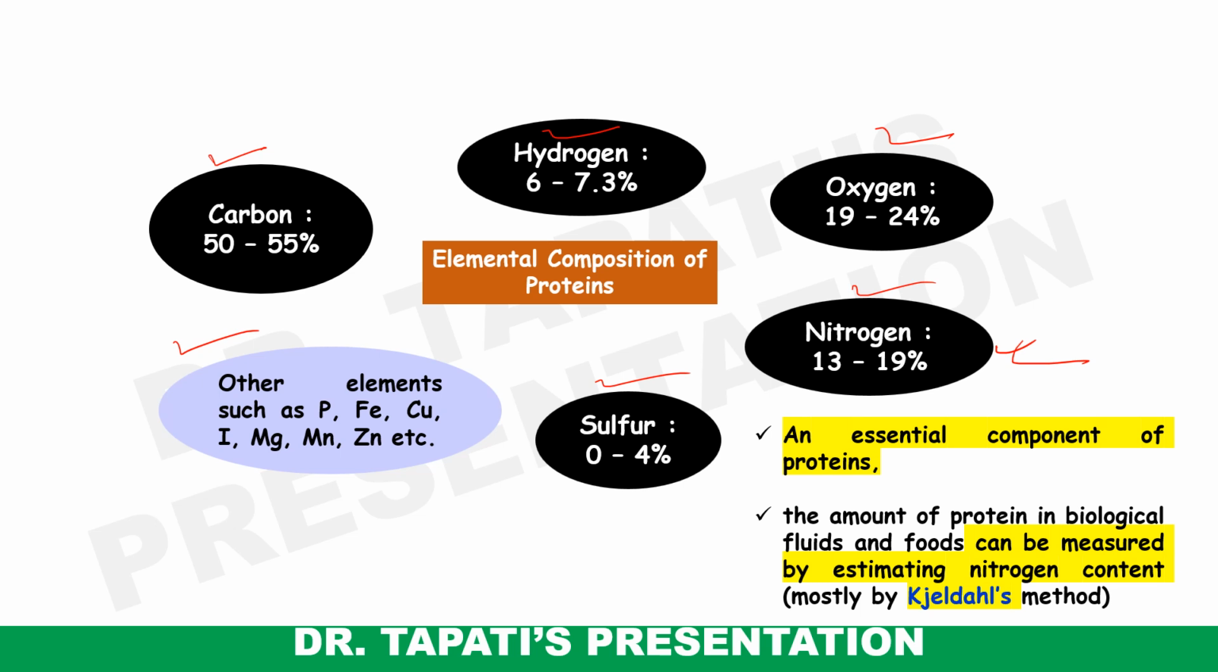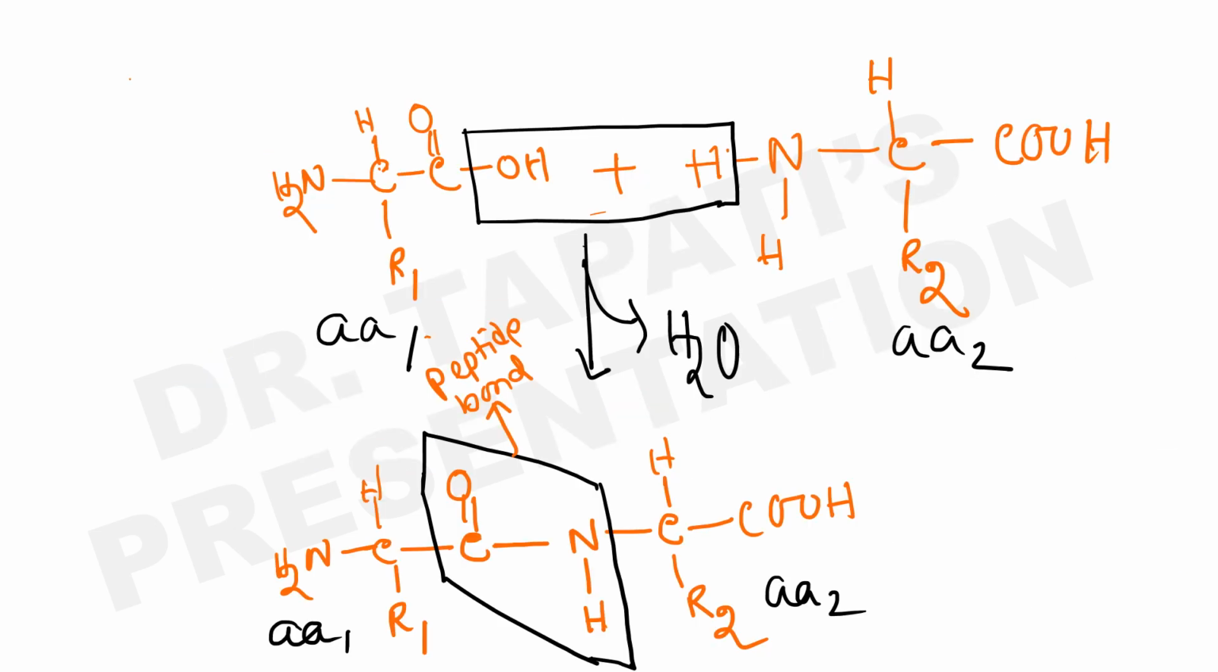Kjeldahl method. Already I told you, in a polypeptide or a protein, amino acids are linked by peptide bonds, that is the CONH bond. It is formed when the carboxyl, that means COOH group of one amino acid, reacts with the NH2 group of the next amino acid with the elimination of water. That process is known as dehydration due to the elimination of the water moiety.